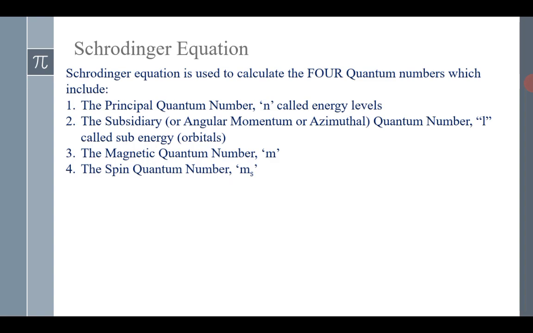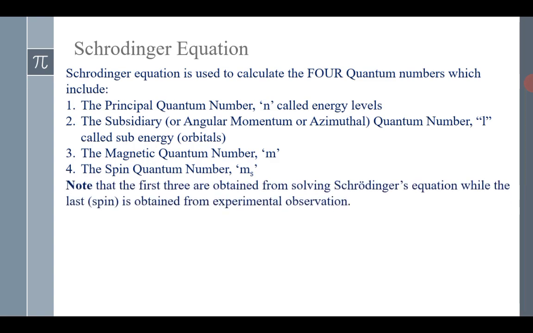And so let's look at an analogy to explain this concept. But before we go to that analogy, we need to understand the fact that the first three of these quantum numbers, that is the principal, the subsidiary, and the magnetic quantum numbers, were obtained from solving Schrodinger equations, while the last one, the spin, is just obtained from experimental observation.